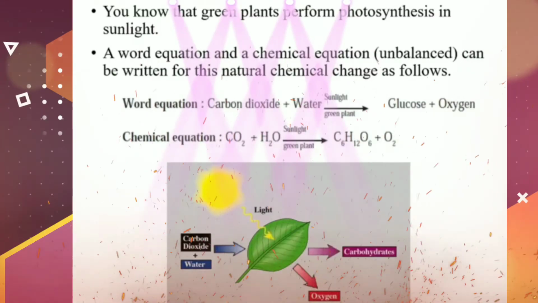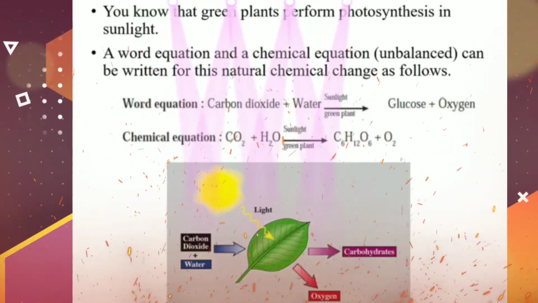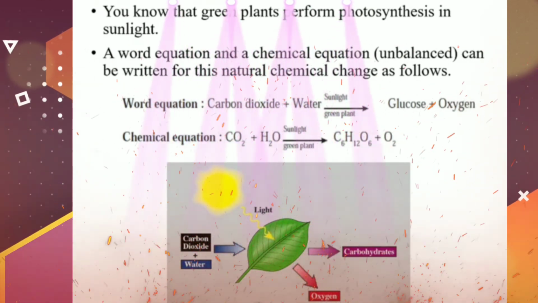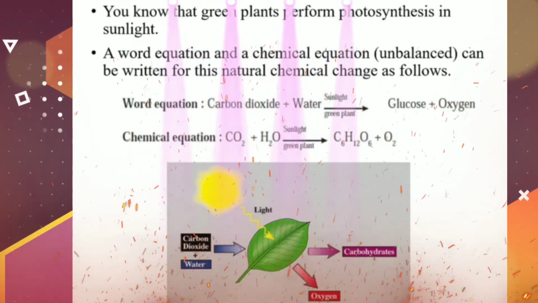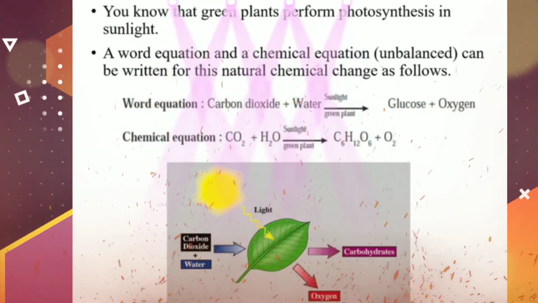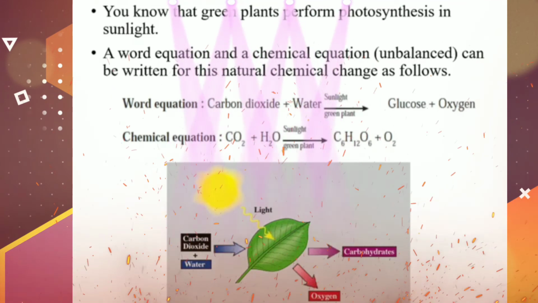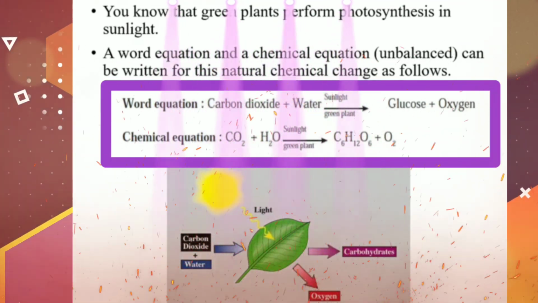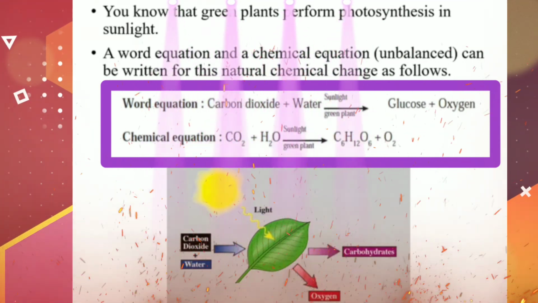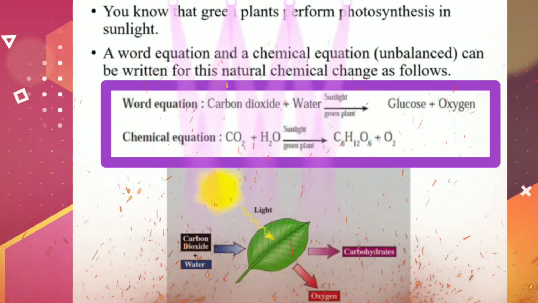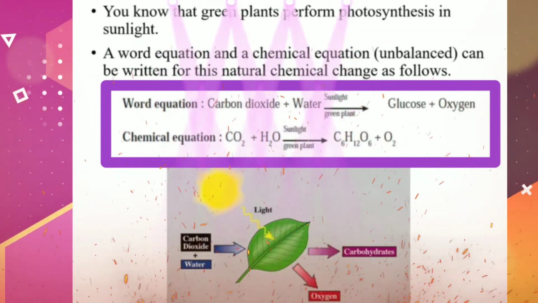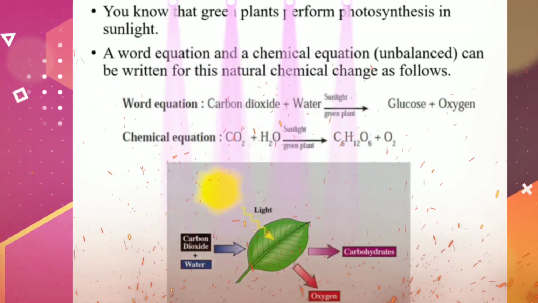Let us move towards the second, that is photosynthesis. You know that green plants perform photosynthesis in sunlight? A word equation and a chemical equation can be written for this natural chemical change as follows. Let us see, students. Equation is carbon dioxide plus water. It gives rise to glucose and oxygen. And the chemical equation is CO2 plus H2O gives C6H12O6 plus O2.